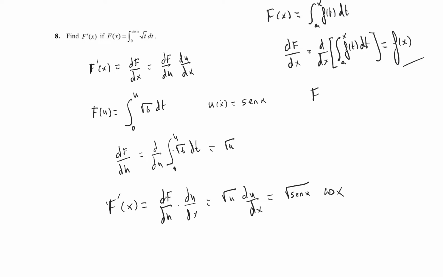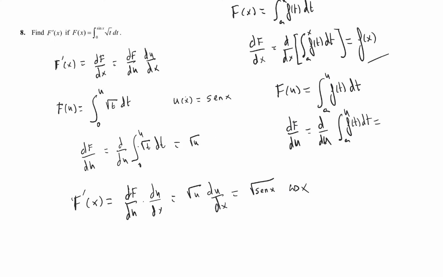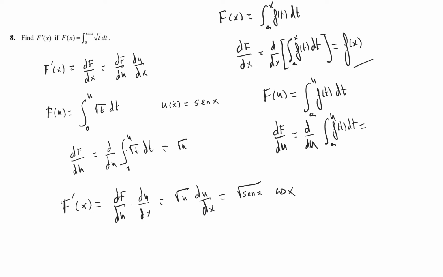So it means that we need to write this expression like this. F of u will be the integral from a to u of f of t dt. And now we can say the derivative with respect to u of the integral from a to u of f of t dt will be f of u.